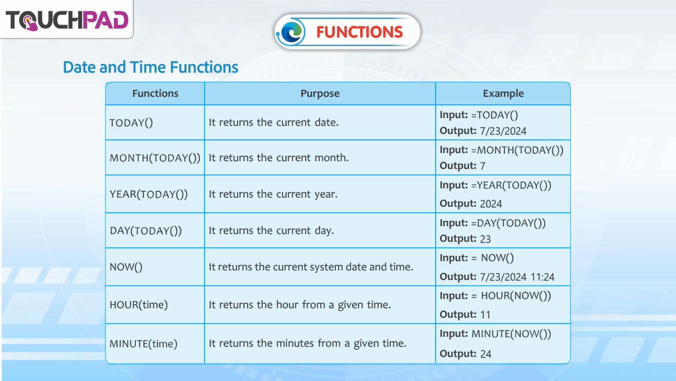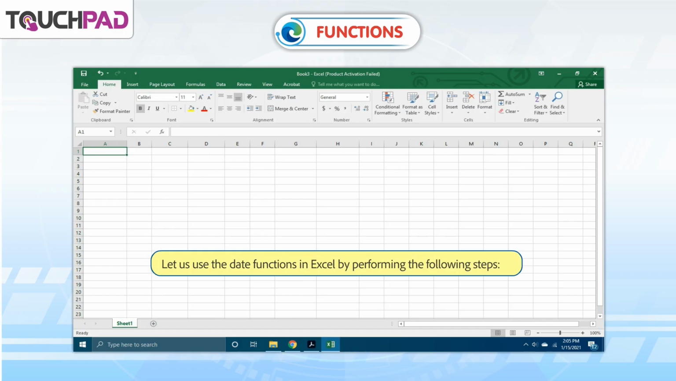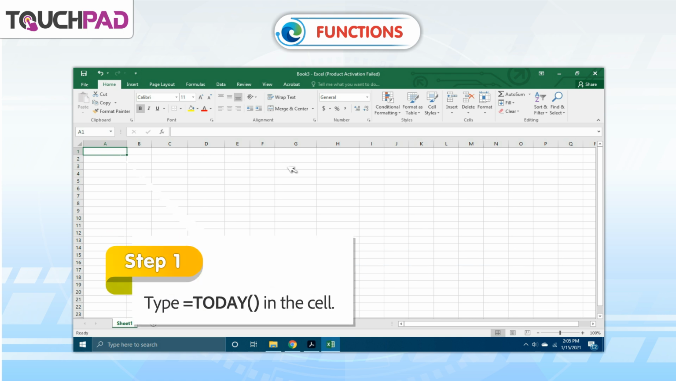Input: =HOUR(NOW()). Output: 11. MINUTE(time). It returns the minutes for a given time. Input: =MINUTE(NOW()). Output: 24. Let us use the date functions in Excel by performing the following steps.